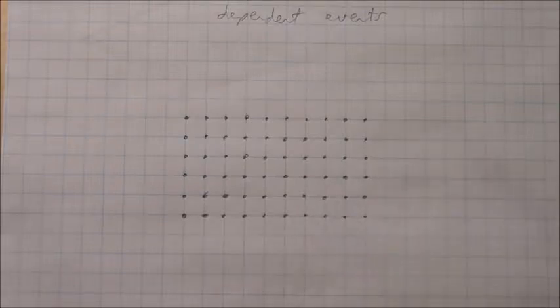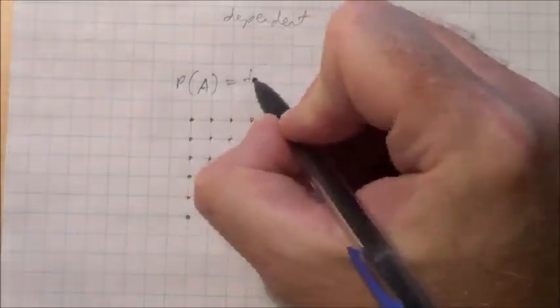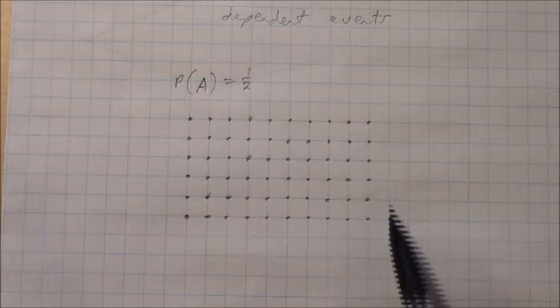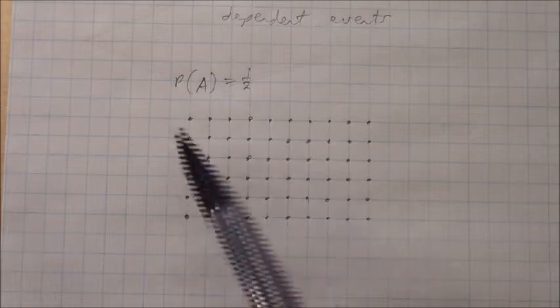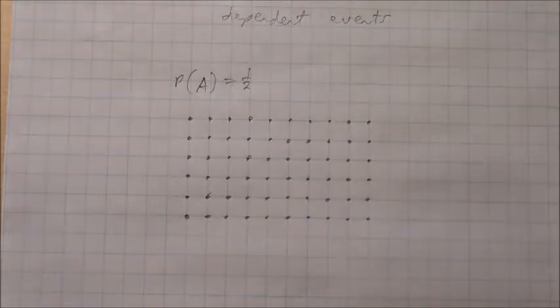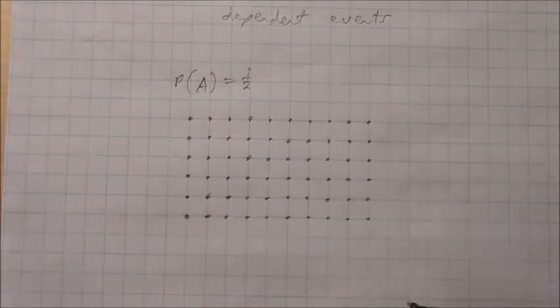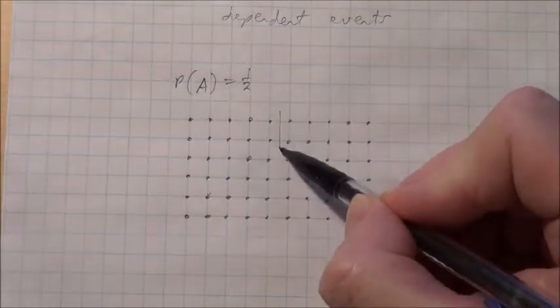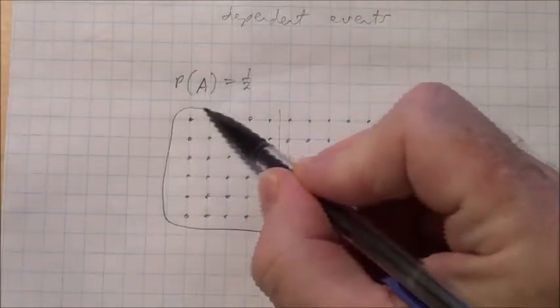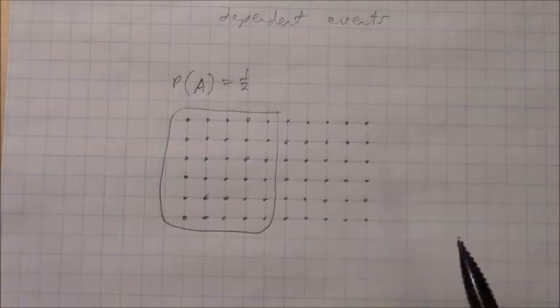suppose we had event A, which had the probability of, say, 1/2. So event A, the probability is 1/2. So let's take a look at these. There's 60 dots here. So probability is 1/2. These are the 60 equally likely outcomes to occur. So the probability of event A occurring is half of those. Okay, so it's 50% likely that event A will happen.